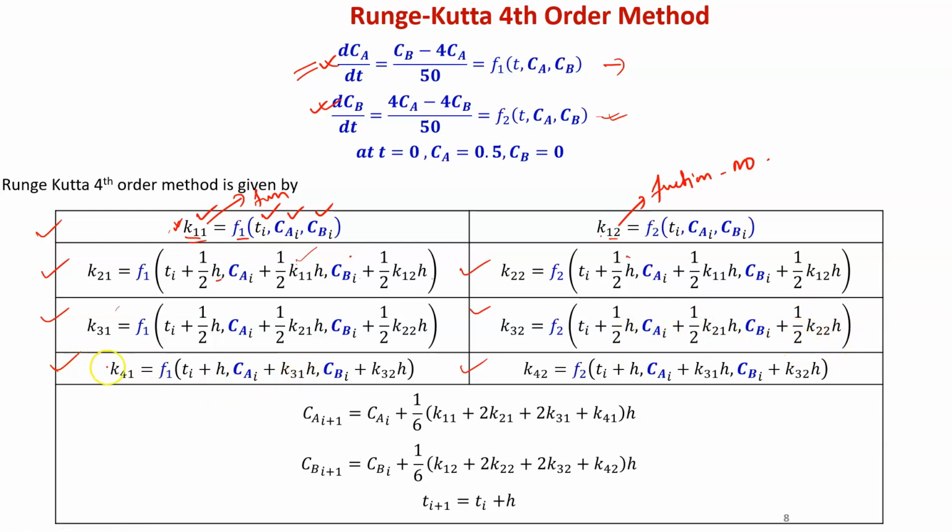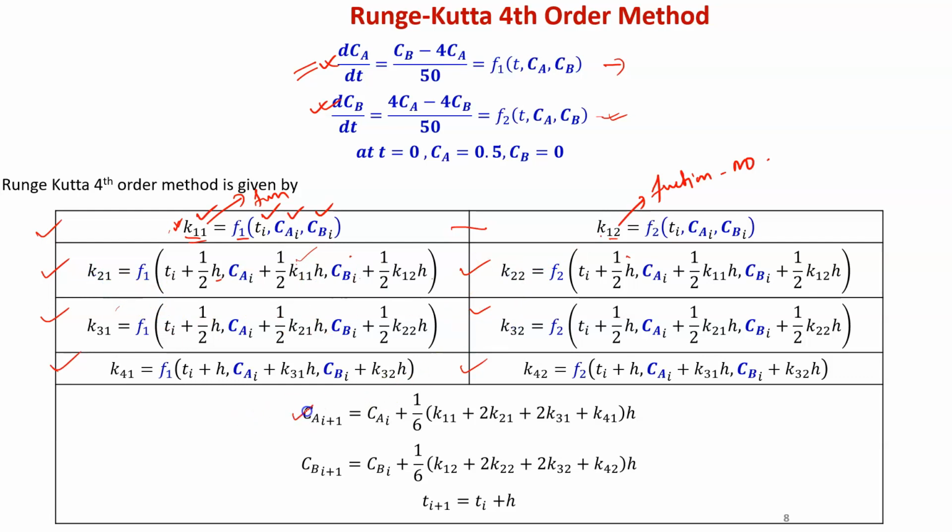And ultimately K41 is equal to F1 of Ti plus H, Cai plus K31 H and Cvi plus K32 H. And K42 is F2 of Ti plus H, Cai plus K31 H, Cvi plus K32 into H. You have to remember how, and simultaneously we have to calculate these. And whatever K11 and K12 we got will be required when we calculate K21 and K22.